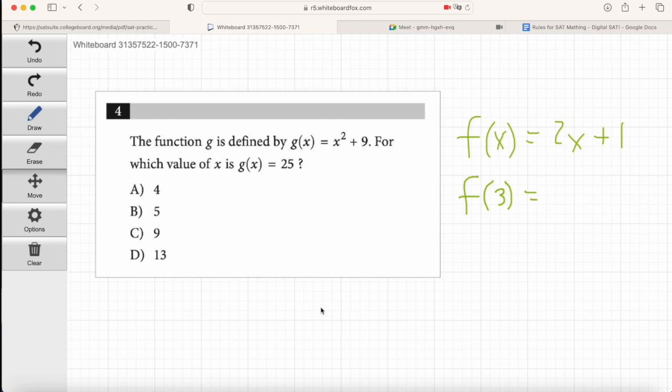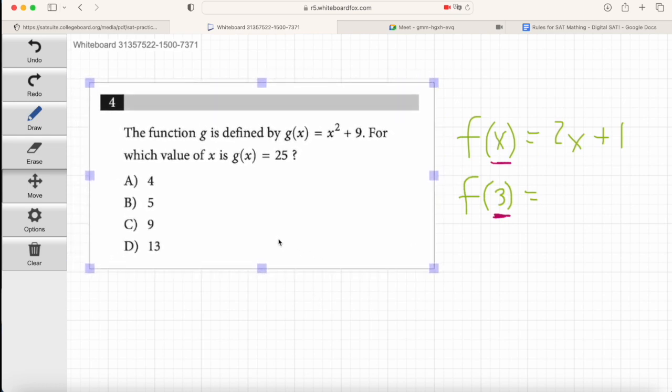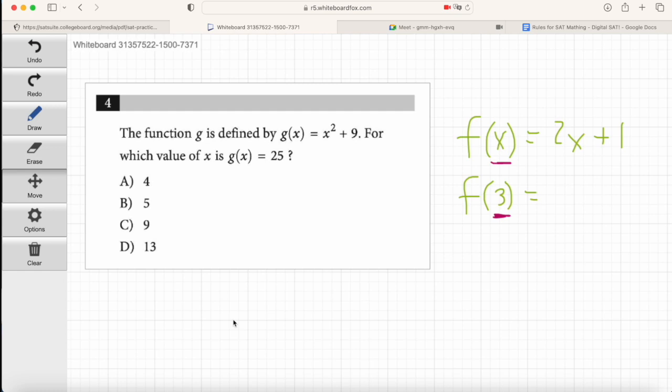So this is function notation. This is what it means. This means where there was an x in the function, now there's a 3 in the function. 3 is your input into the function. It's your input for x. Does that make some sense?